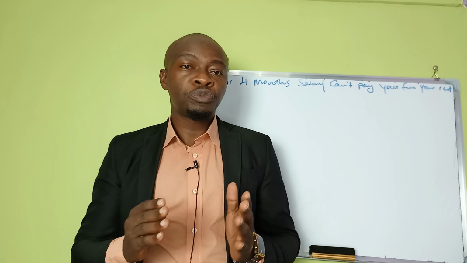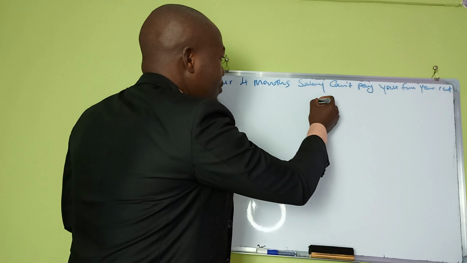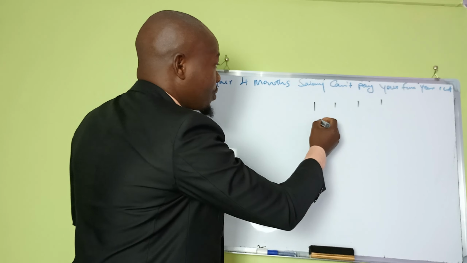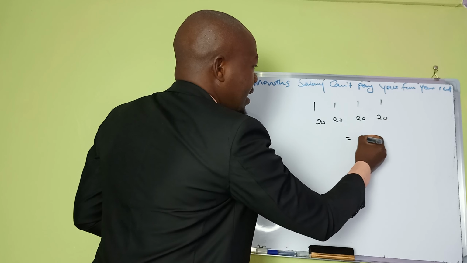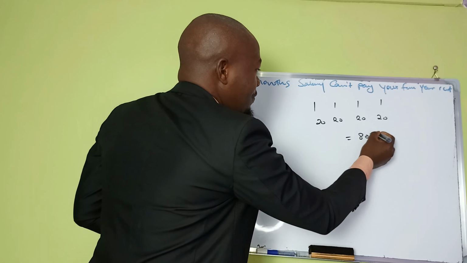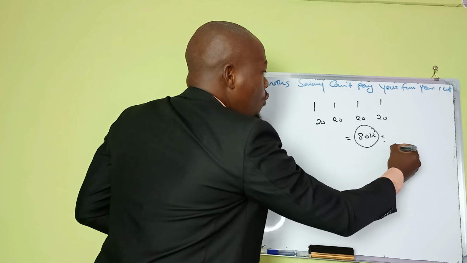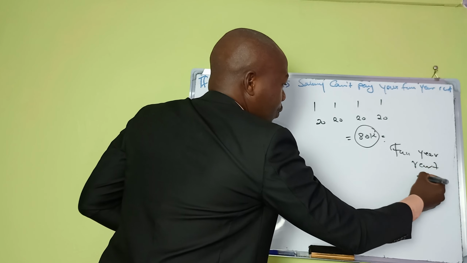Now, if your 4 months' salary cannot pay your full year's rent, you're in the wrong house. What do I mean? If you take your monthly salary, month 1, month 2, month 3, and month 4, let's say they pay you 20,000, 20, 20, 20, that is 80K. If this amount is not able to pay your full year's rent, you're in the wrong house.